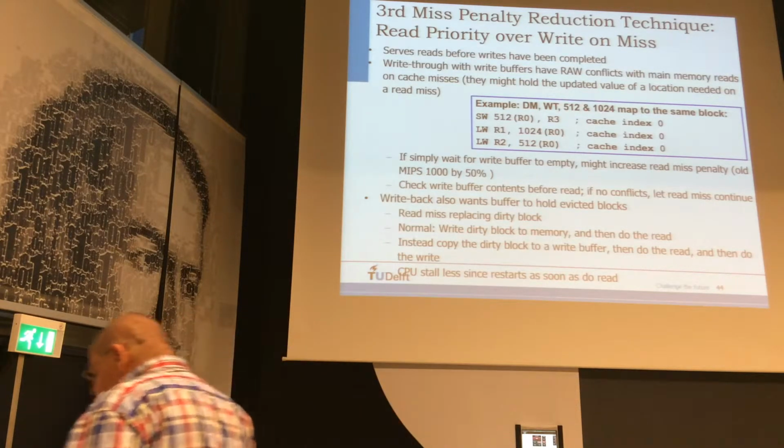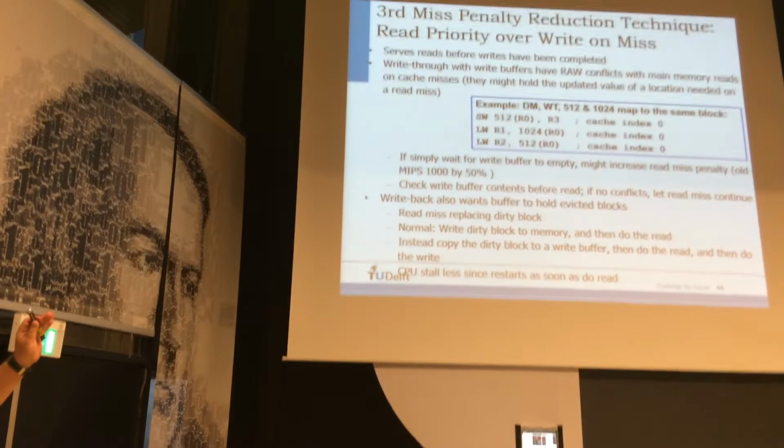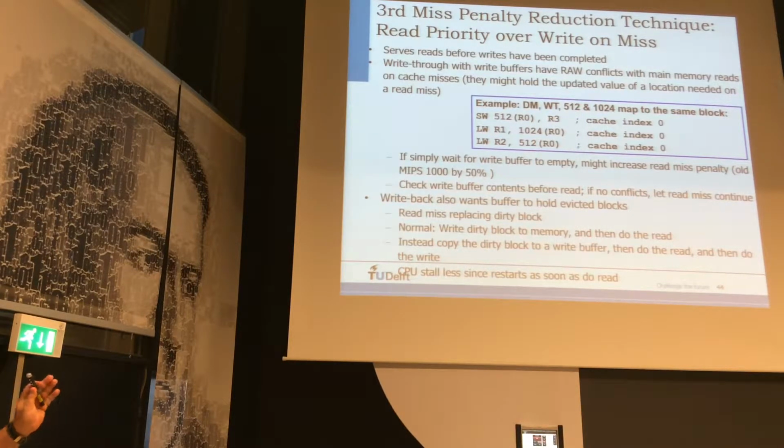Okay. Now, this is another thing which may help me, which is to give priority to read over write in a miss. Depending on how my cache is organized, things may happen in different ways. If I have a write-through, then when I'm writing to the cache, I'm writing to the main memory also. Then I do the write, and I go for another read, because the write will happen and it's not my problem.